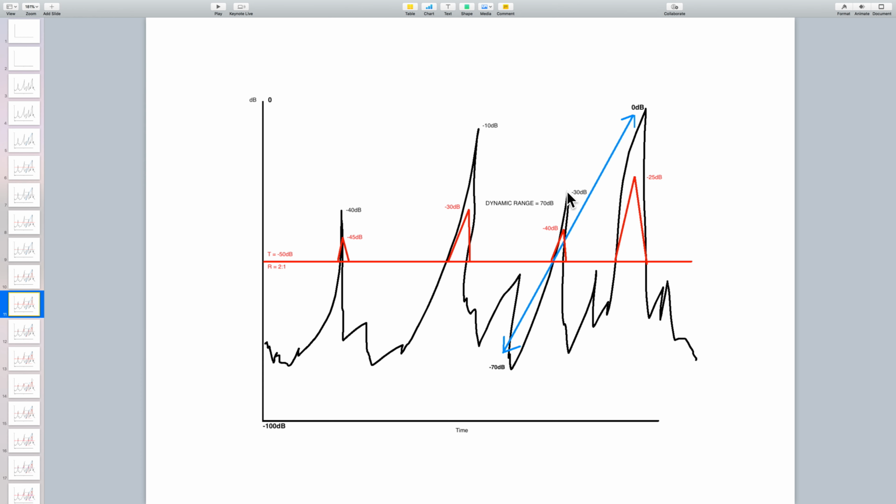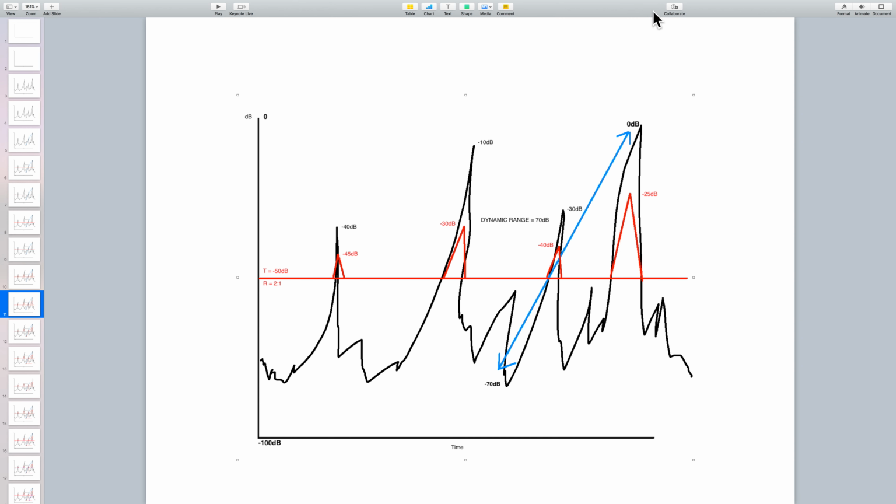All right, let's do these two together. Here's a minus 30, previously minus 30 dB peak. We say, okay, that's 20 dB above the threshold. Our ratio is 2-to-1, so it's getting compressed at a ratio of 2-to-1. So 20 dB becomes only 10 dB, which is minus 40, because you add 10 to the threshold. And then let's look at this last one, the big peak goes all the way up to 0. That's how much louder over the threshold? 50 dB, right? So at a 2-to-1 ratio, that gets cut in half. It's 25 dB, which we add to minus 50, and we get minus 25 dB.